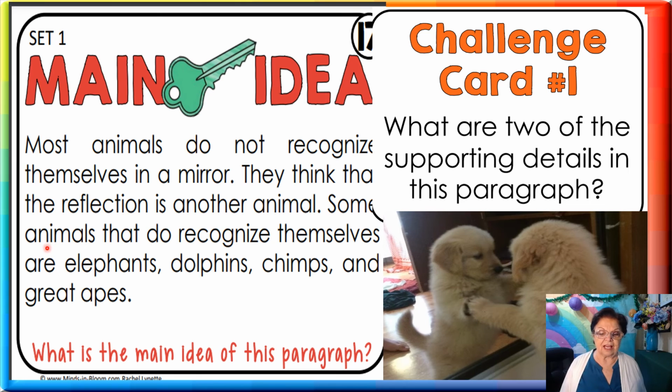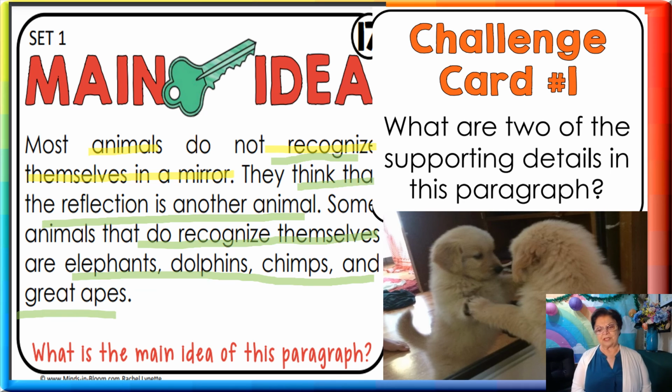I think that the main idea is about animals recognizing themselves in a mirror. A supporting detail is that most of them think the reflection is another animal. But since the main idea is about recognizing themselves, this could be a supporting detail too. Some animals that do recognize themselves are elephants, dolphins, chimps, and great apes. I wonder why those animals recognize themselves. I don't know.